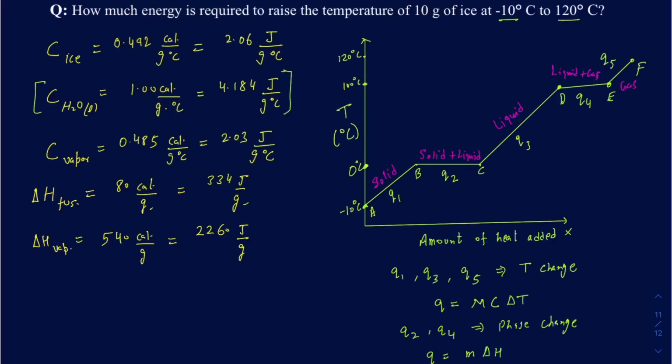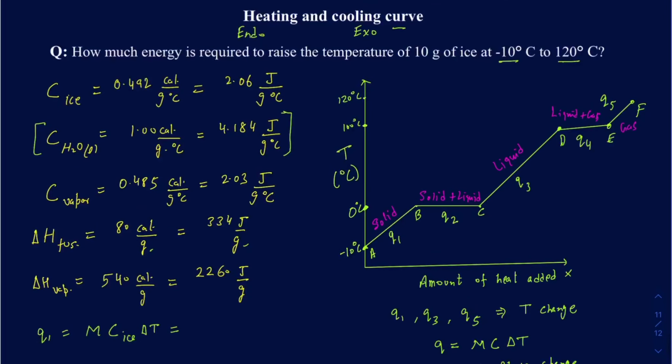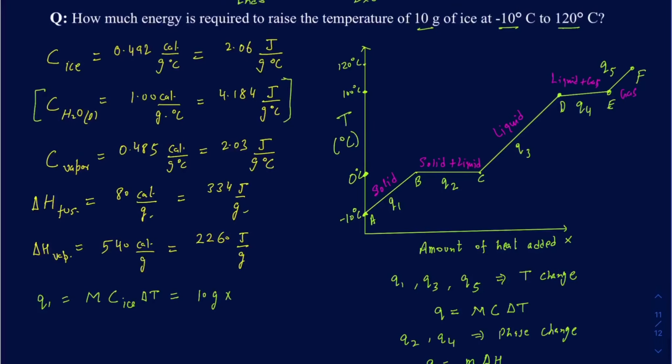Suppose I'm trying to calculate Q1. Your Q1 is going to be the mass of the ice, the specific heat capacity of the ice, and whatever the delta T, or the change in temperature, is going to be. Remember, the delta T is always going to be T final minus T initial. The mass of the ice that's given in the question is 10 grams, okay? So I'll write that down here, 10 grams, times the specific heat capacity of the ice. Those numbers will be given to you.